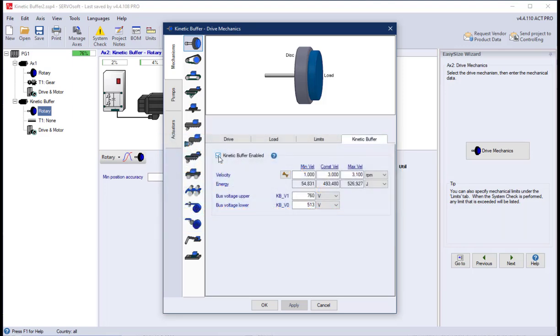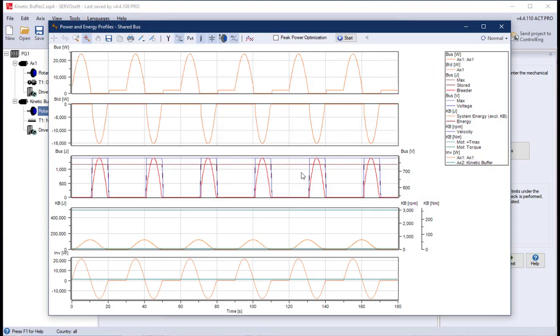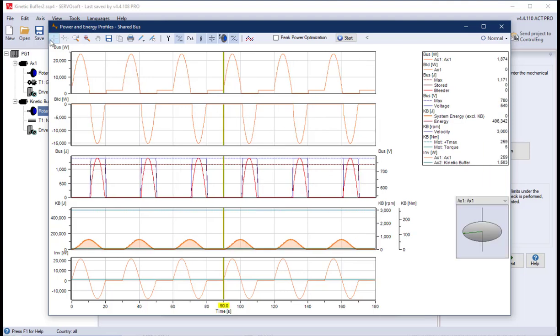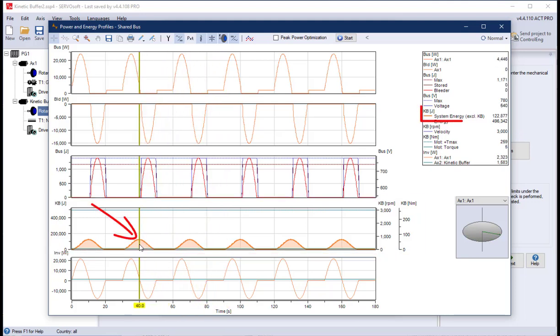The very first value we need is the amount of energy in the rest of the system. From the kinetic buffer axis form, I'll open the power versus time chart, which has an extra plot just for the kinetic buffer. And here you see we need to deal with about 123 kilojoules. This is all the energy in all axes in the power group, excluding the kinetic buffer axis.